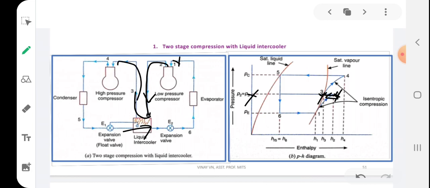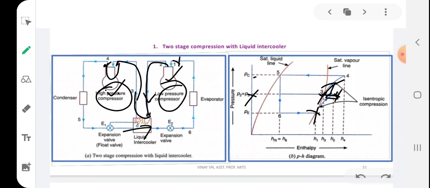Look at the path of this refrigerant again. From 3 to 4 it is compressed isentropically to a higher pressure, the condenser pressure. So this is a high pressure compressor, and this is the low pressure compressor. This compressor is known as low pressure because it compresses from the lower pressure to an intermediate pressure. This compressor compresses from intermediate pressure to the higher pressure. So this is the HP compressor, this is the LP compressor.